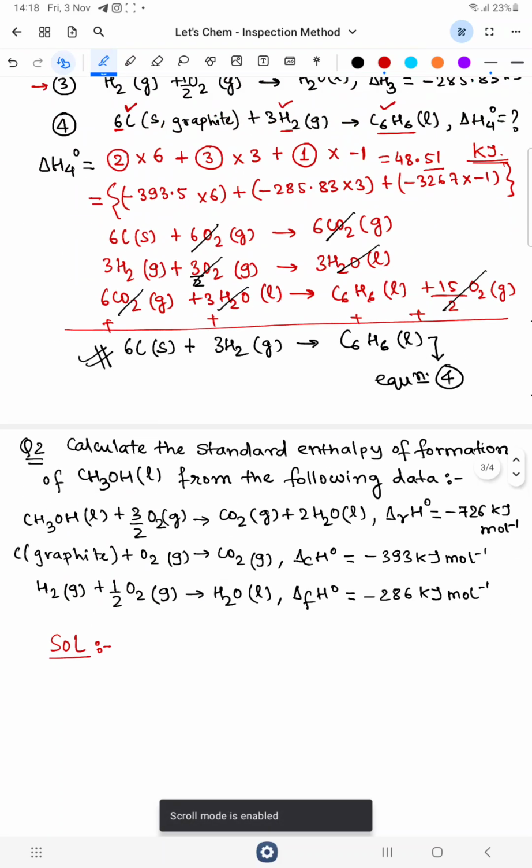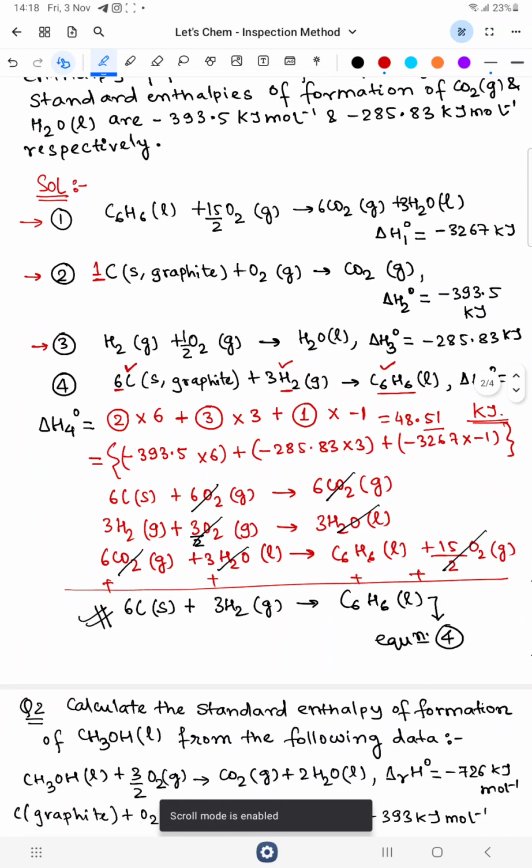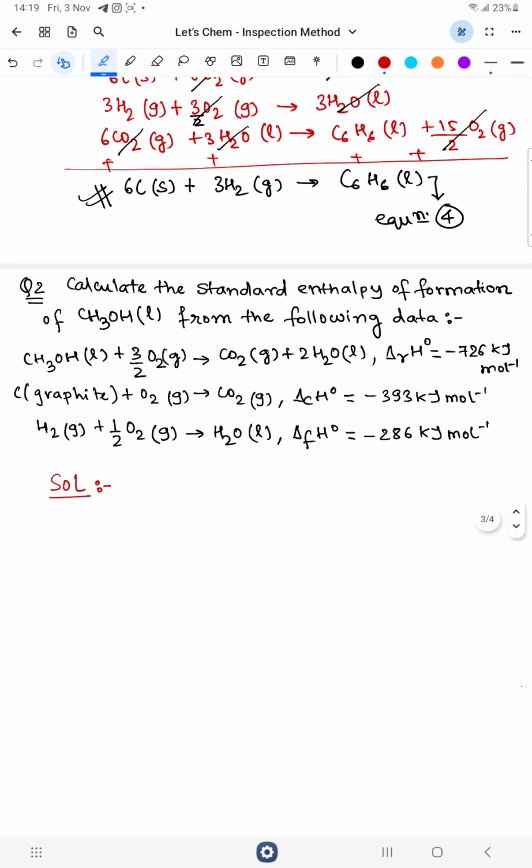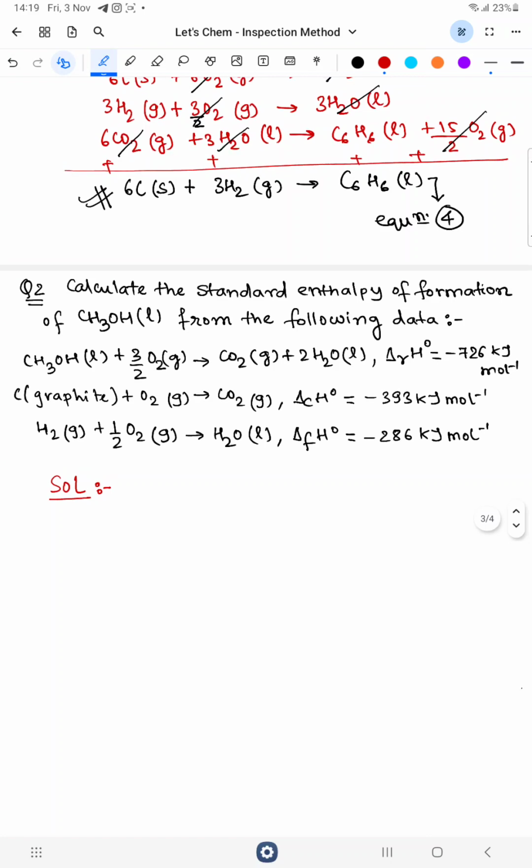I hope you would have noted down the previous steps. If not, you can pause your video and write down the steps if you want to write. Okay, next what we are going to do, 3 reactions are already given to us, so we'll make it fast.